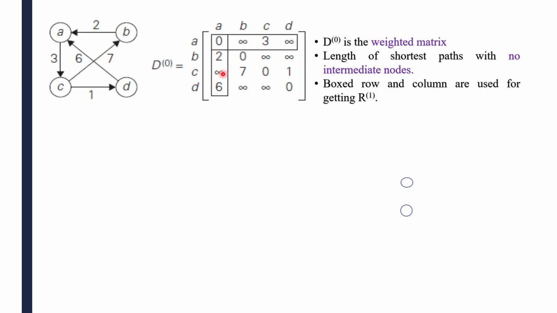C to A, no path, infinity. C to B, yes, direct path is there. Now C is your source and B is your destination. What is the distance now? It is 7 here. C to D, 1 here. And D to A, yes, D to A, 6 it is. Next, D to D. Don't take that one because D to D means what? Source is also D and destination is also D, which means distance is 0 here. Okay, this is your first iteration in finding the solution for all pair shortest path here.